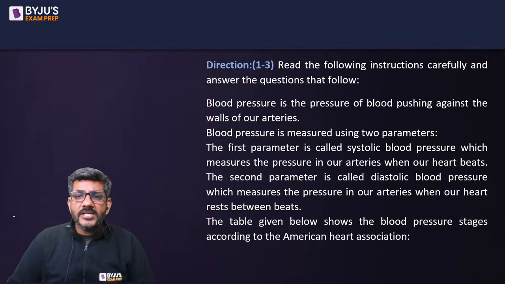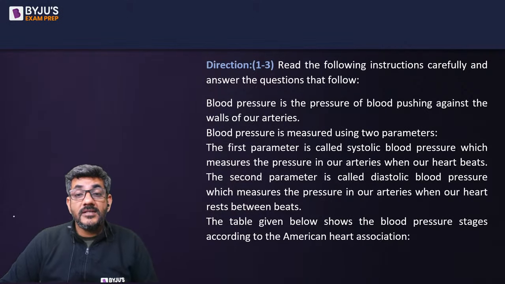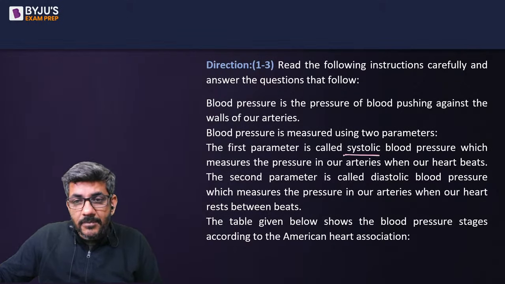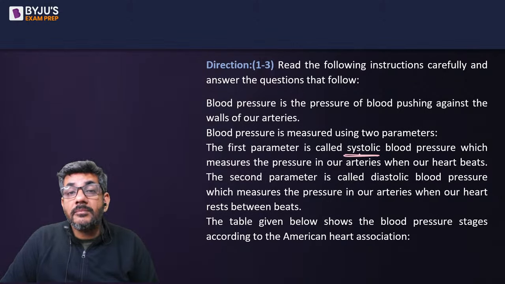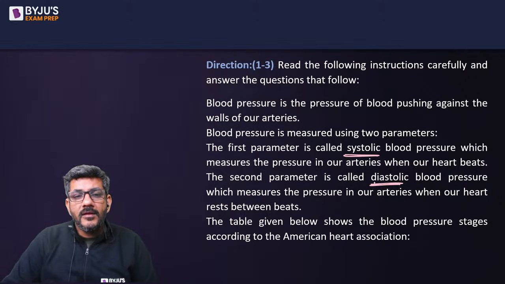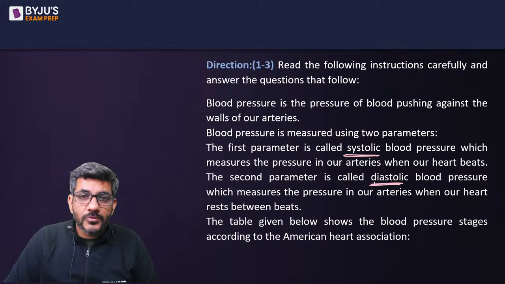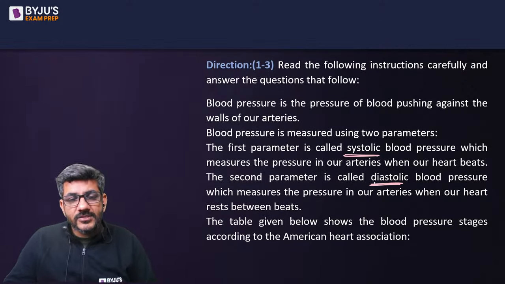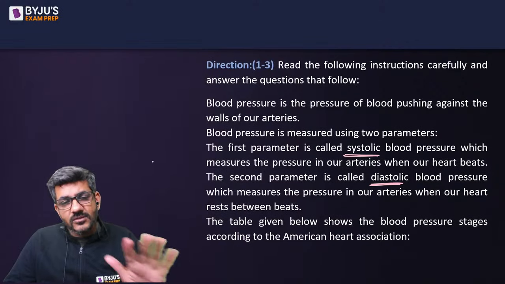Blood pressure is the pressure of blood pushing against the walls of our arteries. Blood pressure is measured using two parameters. The first parameter is called systolic blood pressure, which measures the pressure in our arteries when our heart beats. The second parameter is called diastolic blood pressure, which measures the pressure in our arteries when our heart rests between the beats. Okay. Systolic when it beats, so basically on the higher side. Diastolic when it is at rest, that is on the lower side.